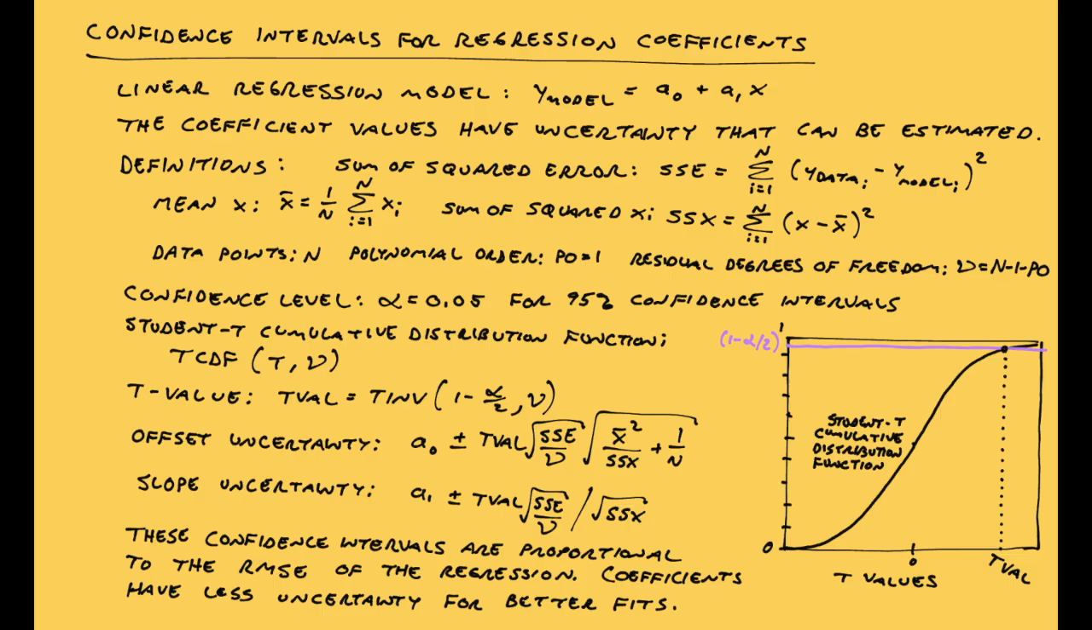These confidence intervals are proportional to the root mean square error of the regression, and coefficients have less uncertainty for better fits. It's best practice to report linear regression coefficients with their corresponding confidence intervals, as shown here. And what that implies is a linear regression model is not actually just one line, but it's a whole family of lines with different offsets and slopes that fit within these confidence intervals.